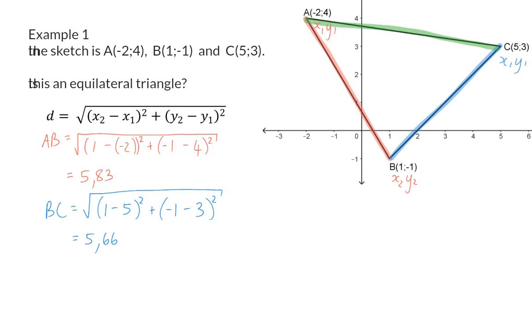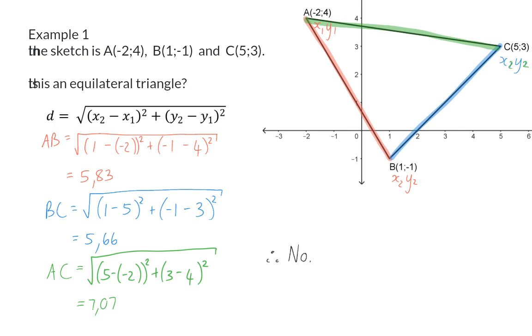And finally, we're going to do this again to get the distance from A to C. Here I'm going to choose to make point C my x and y2. This distance is 7,07. Now we can see that all 3 side lengths are different. Therefore, my final conclusion will be, no, this is not an equilateral triangle.